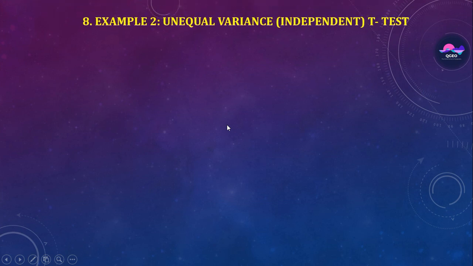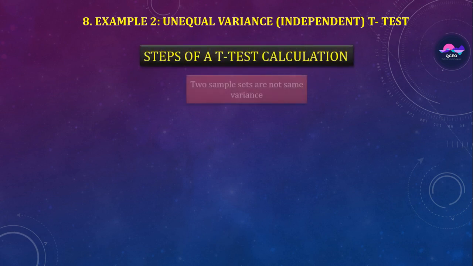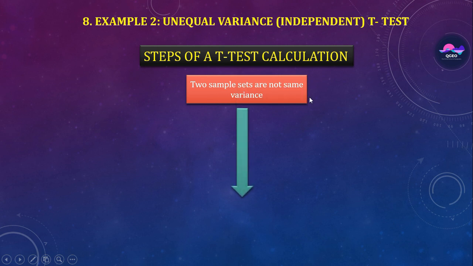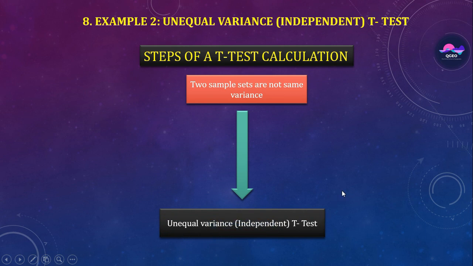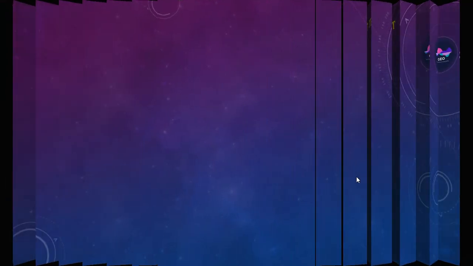And example 2, unequal variance independent t-test. Steps of t-test calculation when two sample sets do not have the same variance. Here we can use the unequal variance independent t-test.